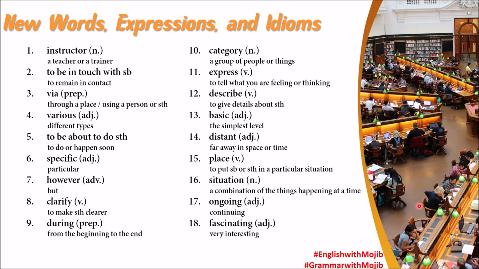Place as a verb, to put somebody or something in a particular situation. For example, in this presentation, we're talking about putting some actions in the past or present. Situation, combination of the things happening at a time. Combination, mixture of some things which are maybe different happening at a time. Ongoing, continuing, not yet finished. Fascinating, very interesting, very exciting.